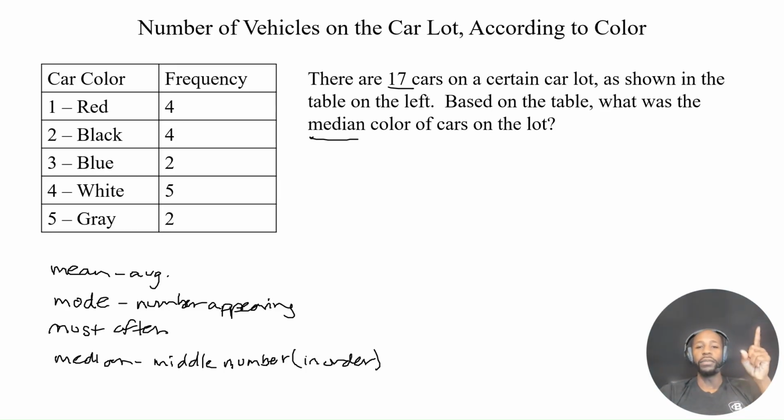So you got to think about it. If it's 17 cars on a car lot, which one is the middle number? Basically, since it's an odd number, it really helps us out here. The middle number is going to be number 9. Okay. So because why? Because 8 plus 8 is 16, and then if you add one more, that's 17. So that means the middle number is going to be number 9, if that makes sense. So that means we had to go 8 numbers in, and then number 9 would be the one.